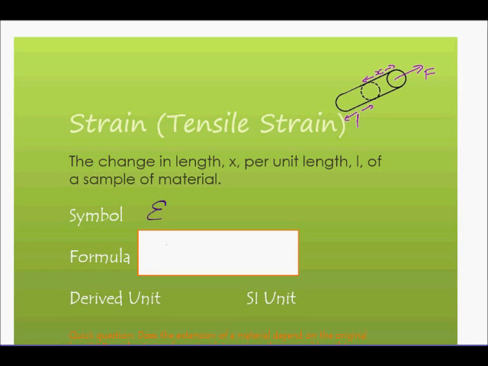What's the formula? Well, it's just going to be your x divided by L, where x is your change in length, and L is your length that you're measuring. Derived unit, well, it's going to be meters divided by meters, so there is no unit. Essentially, it's a ratio, or you could say it's a percentage or fraction. It's how much it is extended fractionally per original length.